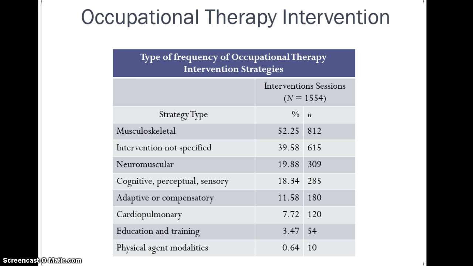The type of other pre-functional occupational therapy interventions included musculoskeletal interventions. Over 50% of the sessions involved those, at 52%. Interventions that were not specifically specified or able to be categorized were about 39.5%. And neuromuscular conditions were involved in less than 20% of the patients.